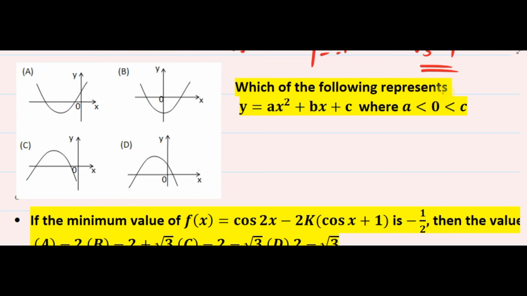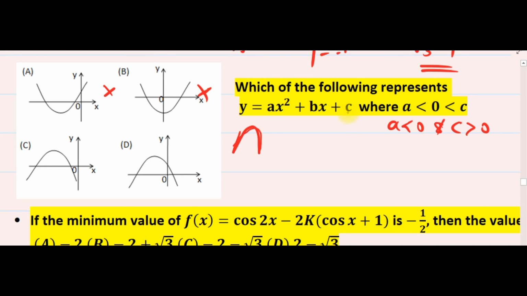Which of the following represents the quadratic function y equals ax squared plus bx plus c, where a is less than 0 and 0 is less than c? This means that a is negative and c is positive. And you know, for a quadratic equation, a is the coefficient of x squared. For it to be less than 0 means that it's concave down. So the shape is this, meaning that this is off, this is off.